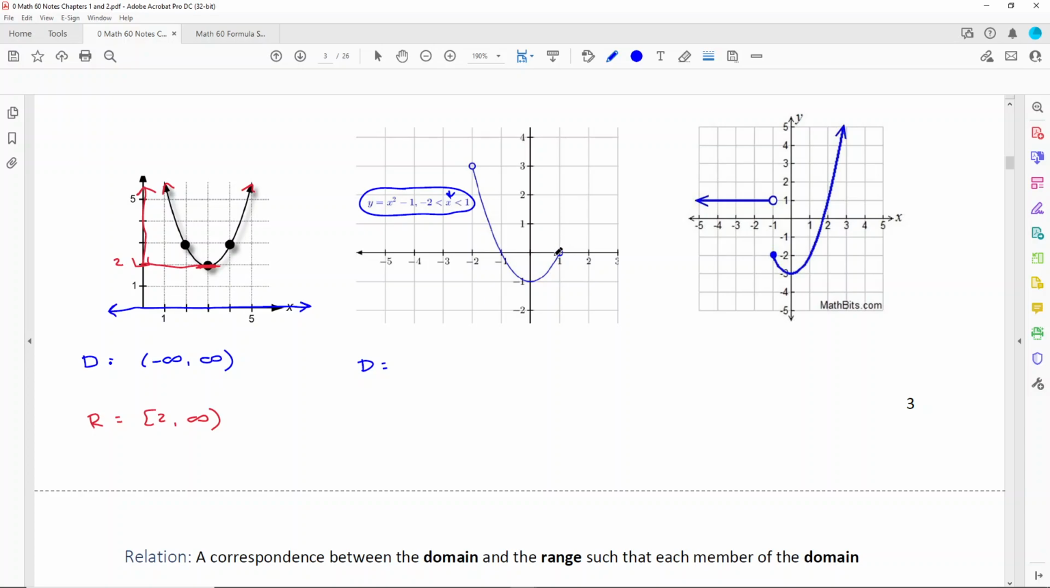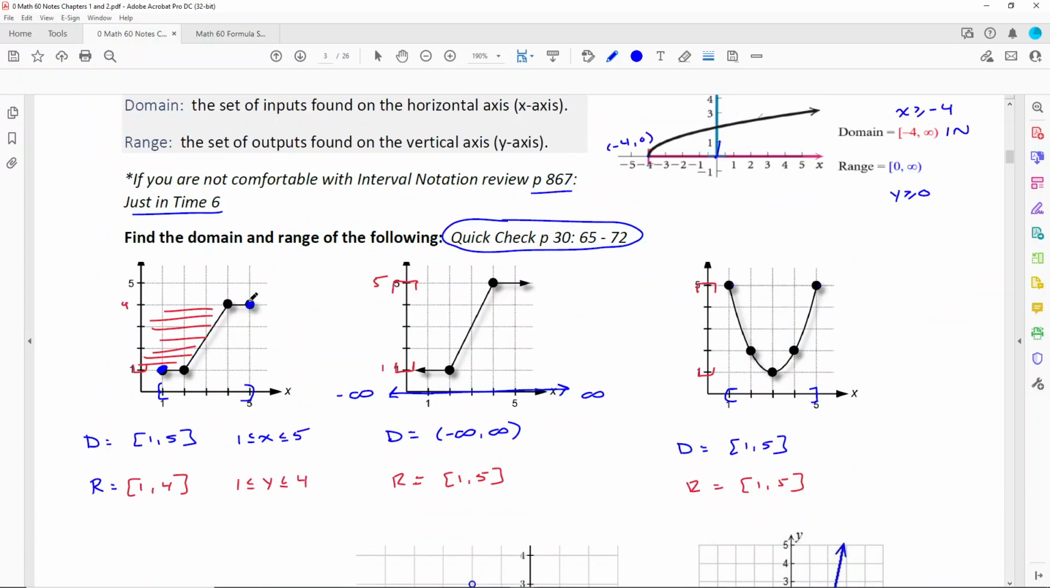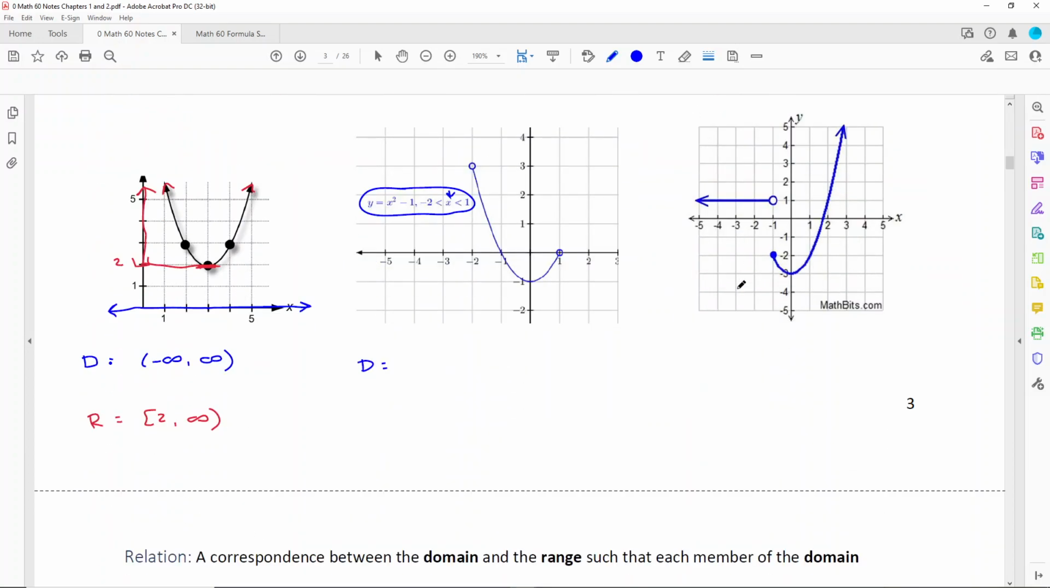Now all of a sudden we have these open circles we've never seen before. Every other graph we looked at that had dots, they were closed in dots, which means those points existed. If you have an open dot, it means that those points go up to there, but not actually to there. So the difference is instead of using square brackets, we would say this graph goes from negative 2 to 1 with round brackets. So this one's domain is negative 2 to 1 round brackets.